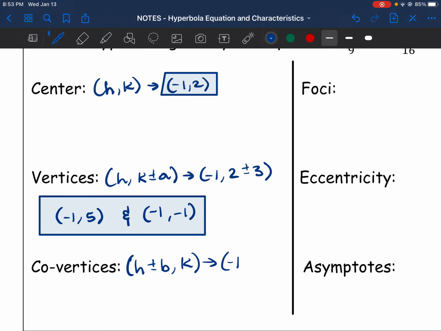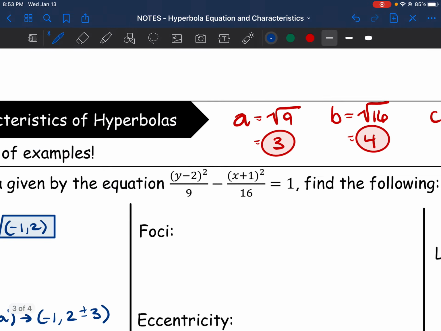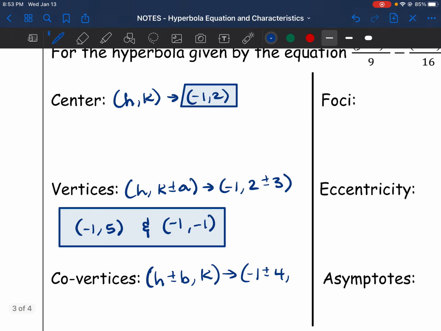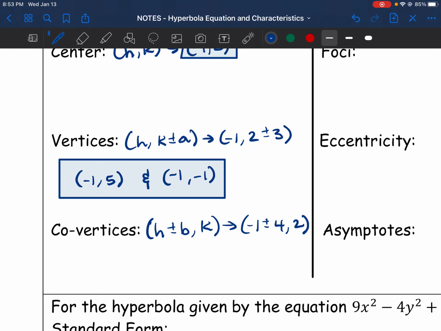Again, we know h is -1, plus or minus. We found b was positive 4, comma k, which is 2. And again, plus or minus sign, let's calculate both co-vertices. Negative 1 plus 4, that's going to be (3, 2). And then negative 1 minus 4, that's going to give us (-5, 2).